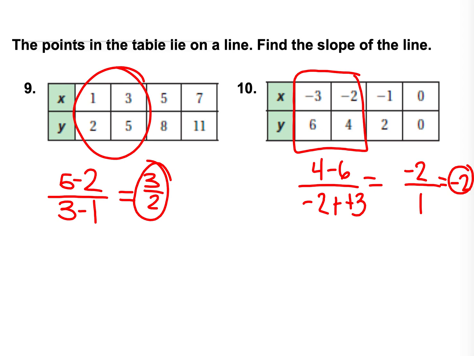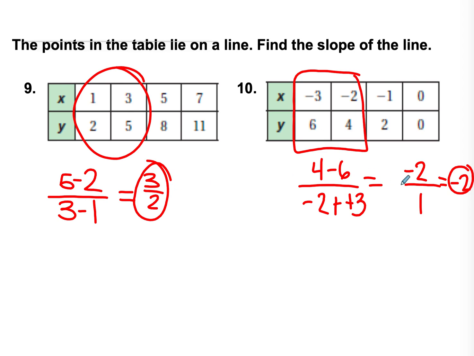So for number 9, my y values are the ones on the bottom here, and I started with the numbers in the second column first. So my y's were 5 and 2, 5 minus 2, and my x's were the 3 and 1, 3 minus 1. When I subtract, I get 3 halves. Again, slope we don't make into mixed numbers, only whole numbers or fractions that are in simplest form.